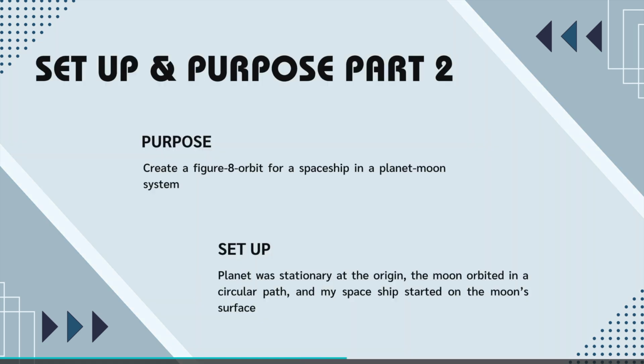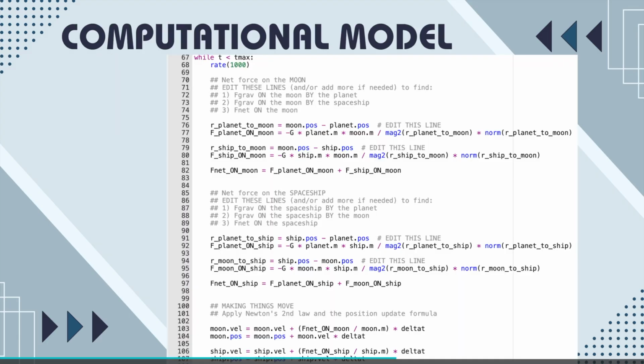For the second part, the purpose was to simulate a planet-moon system and attempt to create a figure-8 orbit for the spaceship. The planet was stationary at the origin and the moon orbited in a circular path, and the spaceship started on the moon's surface. In the calculation loop, I determined the gravitational force on the moon due to the planet and the spaceship. By using Newton's second law, I updated each object's velocity and position.